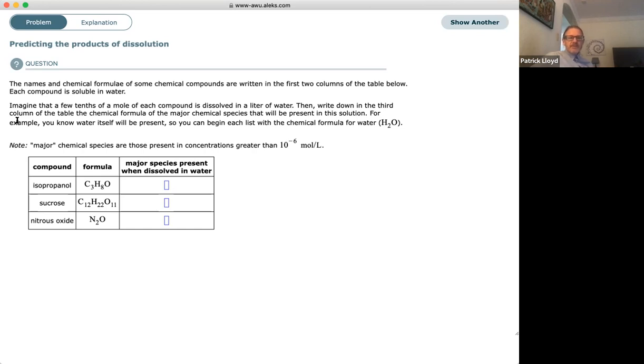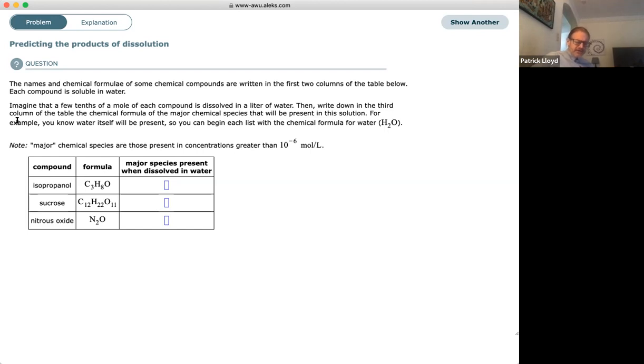For example, you know water itself will be present, right? So you can begin each list with the chemical formula for water, H2O, and note that a major chemical species is one present in concentrations of greater than 10 to the negative 6 moles per liter. We'll talk more about concentration later in the chapter, okay?